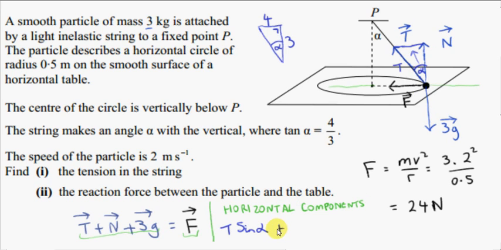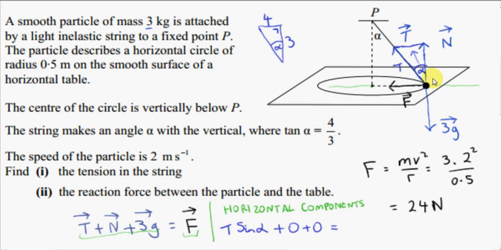Okay, what about the horizontal components of n and 3g? Well, n is perpendicular to the table, so its horizontal component is 0. The horizontal component of the weight vector is also 0. So the sum of the horizontal components of the three forces acting on the object is equal to the horizontal component of the resultant force. So what's the horizontal component of the resultant force? Well, that's just equal to the magnitude of the resultant force itself, because the resultant force is entirely in the horizontal direction. It doesn't have any vertical component.